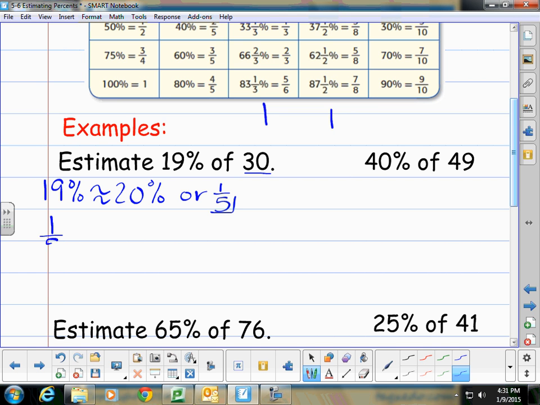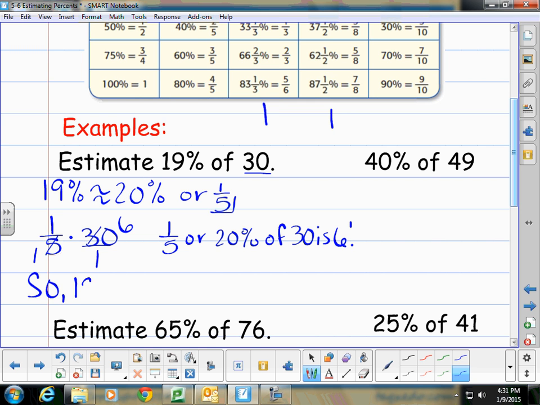So we're going to say 1/5 of 30, and we can check our math. 1/5 of 30, we know 30 divided by 5 is 6. So 1/5 or 20% of 30 is 6, which means that 19% is going to be near that, maybe a little bit different. I should have said 19% of 30 is about 6. Sorry for my confusion. So 19% of 30 is about 6. Okay, so we just changed by 1%, not too much.